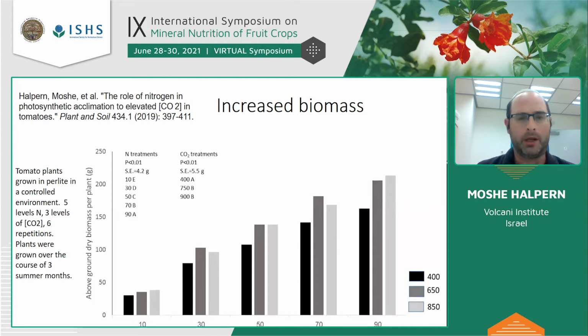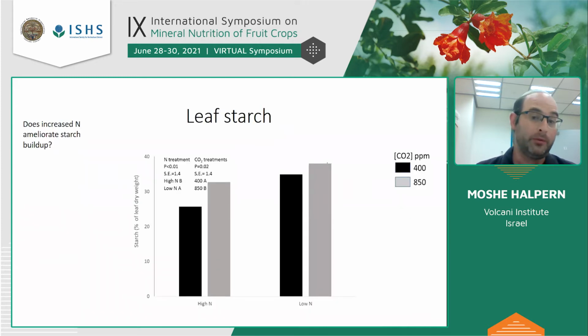Another thing that we always see is that the leaf starch goes up. The more nitrogen, the more carbon dioxide in the air, the more starch there is in the leaf. You see here the high nitrogen and the low nitrogen levels, and each one has a low carbon dioxide and high carbon dioxide. And what we see is that the higher carbon dioxide levels have more starch in the leaves. I think this shows that there's a buildup of starch. It means that there's a sink source imbalance here, that plant is making more starch than it knows what to do with, and it kind of builds up in the leaves.